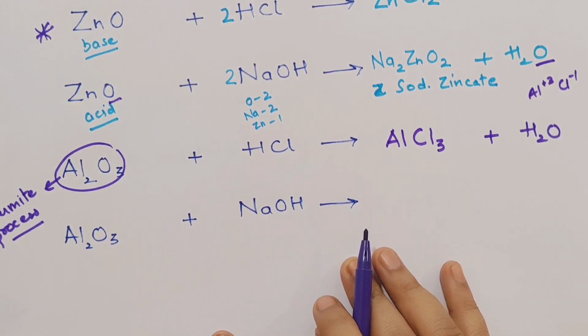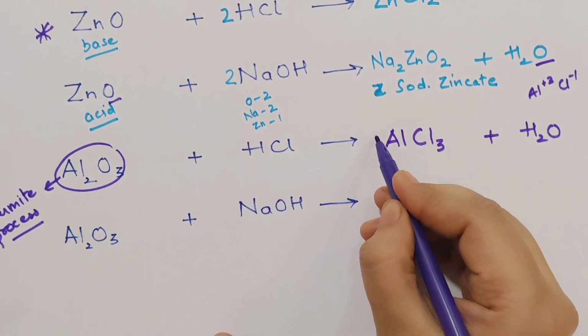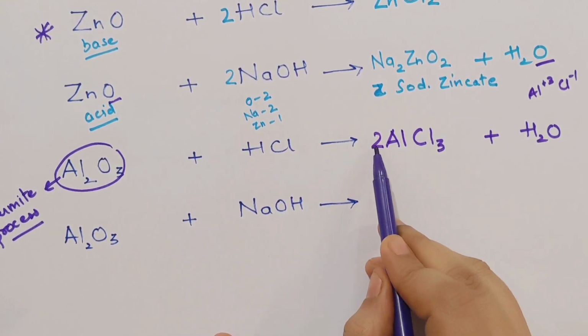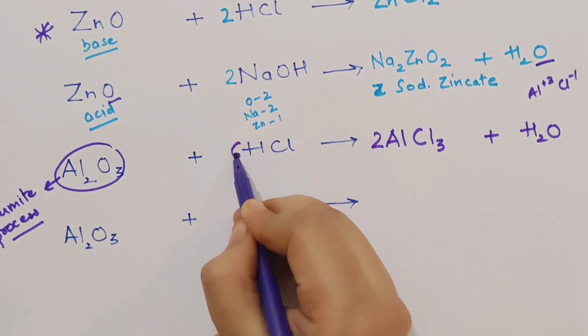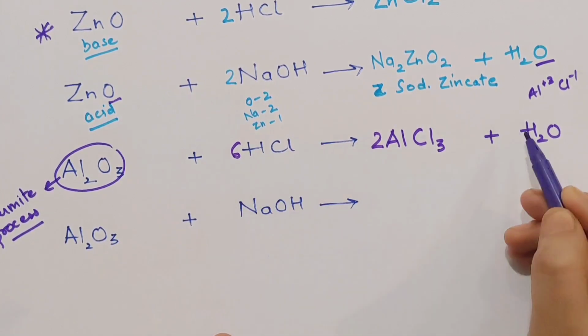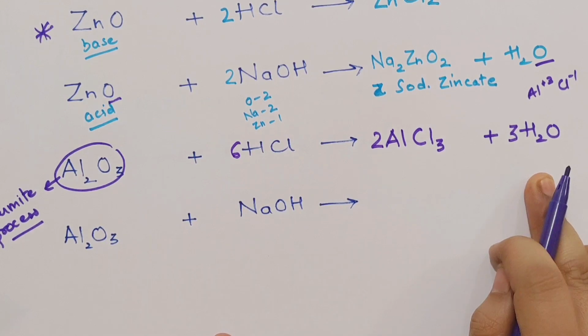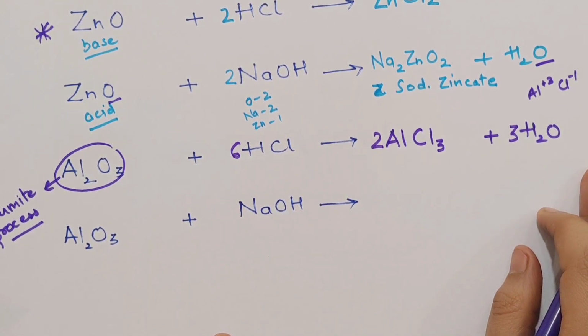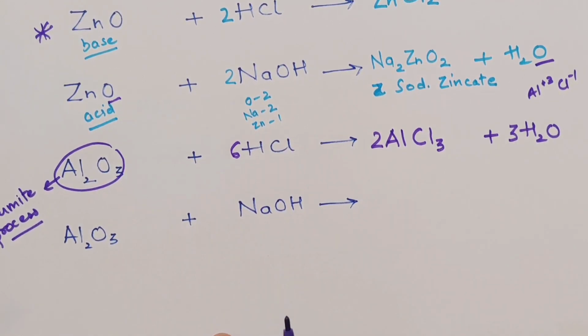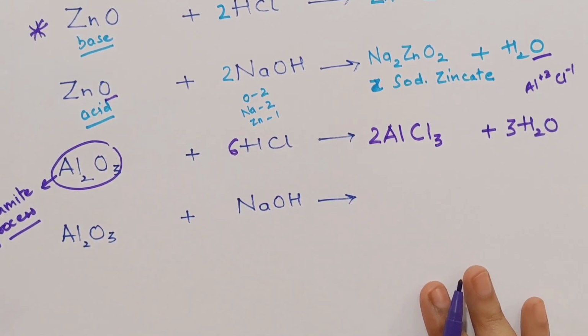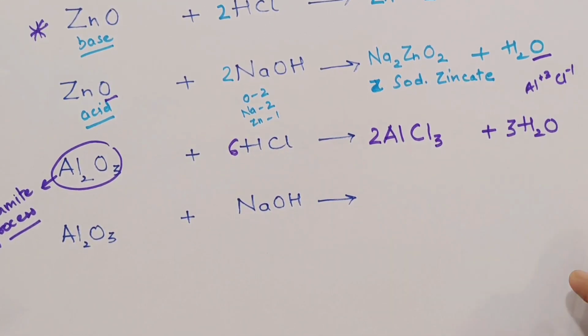Now, let's talk about balancing. 2 aluminium here, 2 aluminium here. Now, it gives us 6 chlorine atoms, put a 6 here. This gives us 6 hydrogens, put a 3 here. So this is your first reaction. Very straightforward, no confusions here. Now, the next reaction is a little bit trickier than this one, but otherwise not much.